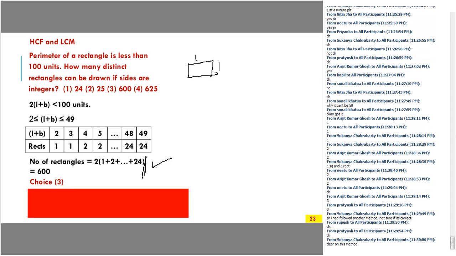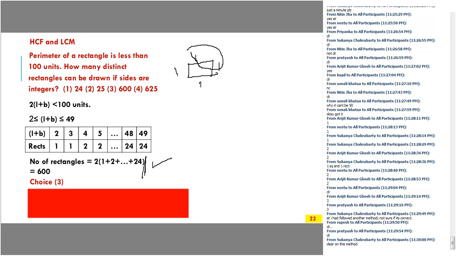Why not 1? Priyanka, why is this not possible? Priyanka, why not 1, 1, 1? Why is it not possible? That's why it said this.